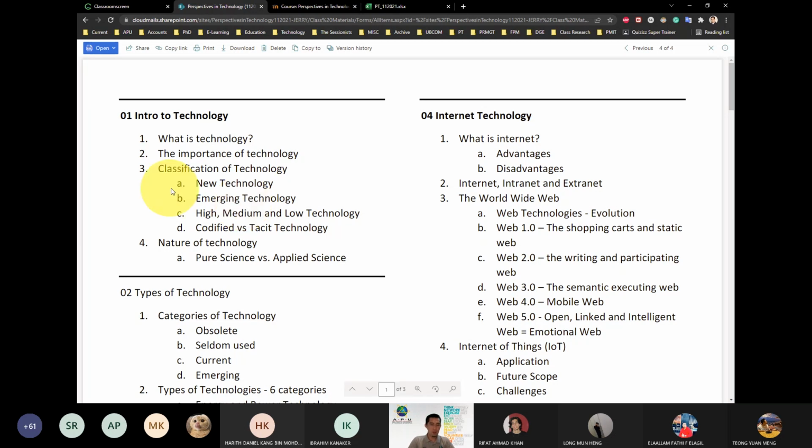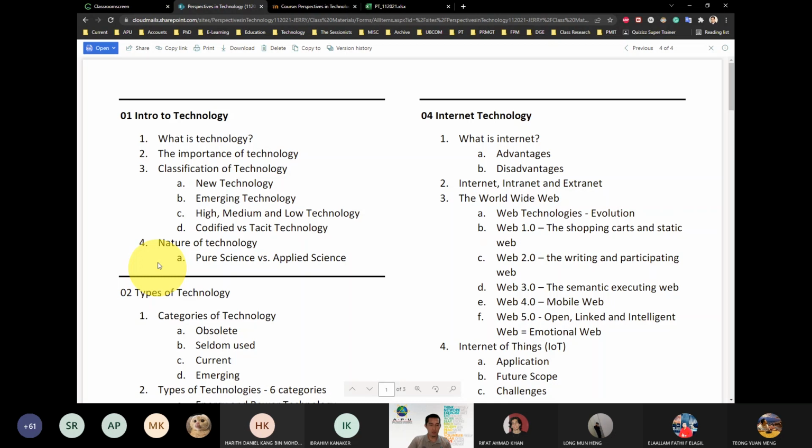Yeah. So we covered there are all these different areas of classification of technology. What's considered new, what's considered emerging, what is high, medium, and low, and of course between codified and also tacit technology. Yeah. So these 7 areas are the 7 different classifications that we went through. All right. There are examples that you can give with them as well. So of course, those will be just as important.